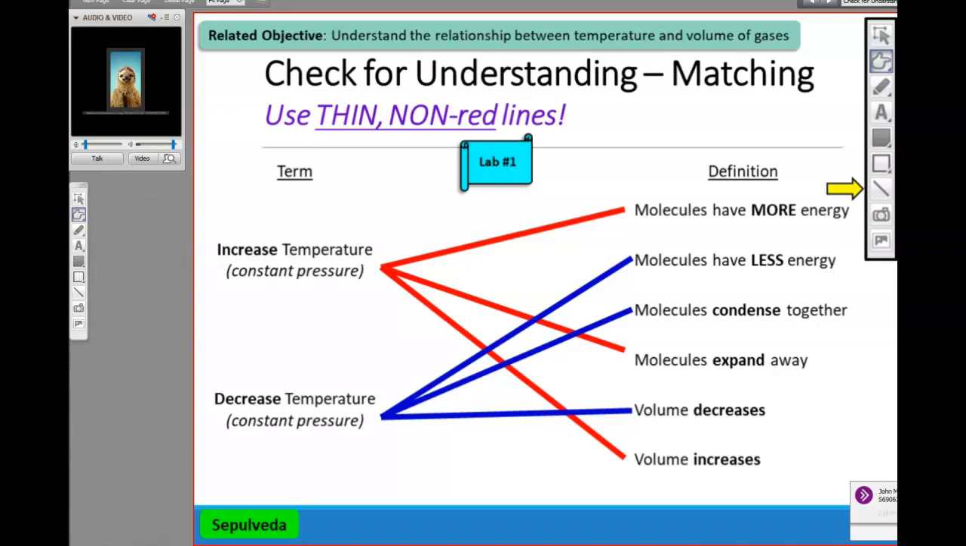Obviously, when we look at decreased temperature of a balloon, and again, if we take that balloon outside on a very cold day, we know that the molecules have less energy. They're not moving around as much. They're not colliding. And so the molecules condense together, and condense just means move closer together, less energy. So they're almost trying to get warm themselves. And obviously, when you take that balloon outside on that cold day, you notice that the balloon will shrink. So what happens is the volume decreases.